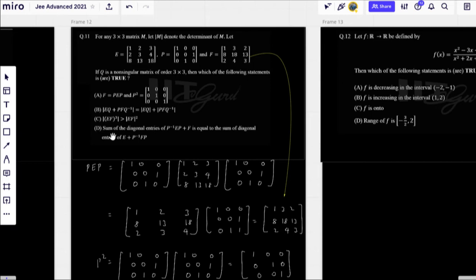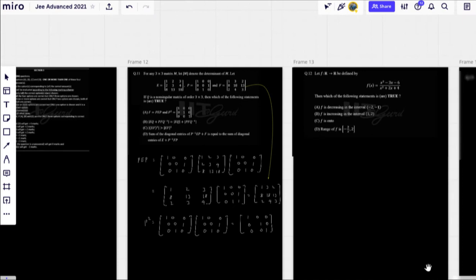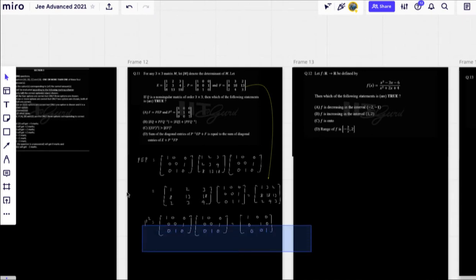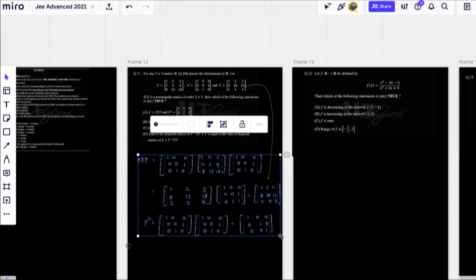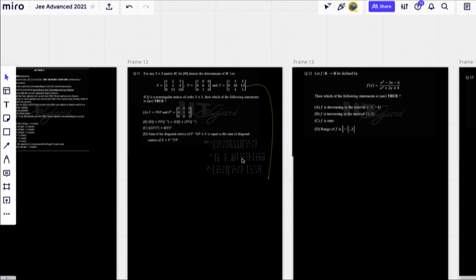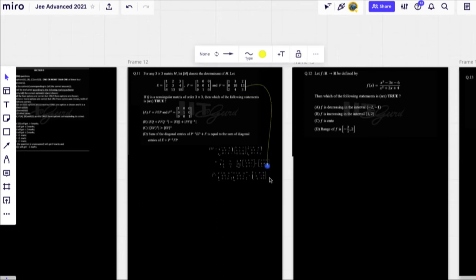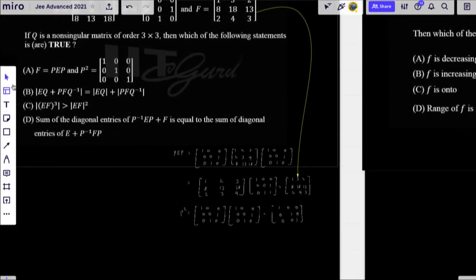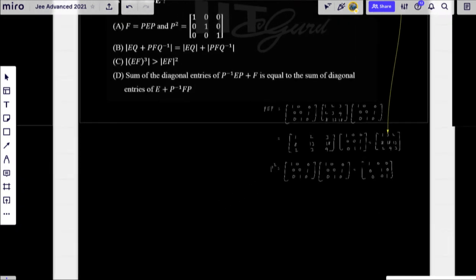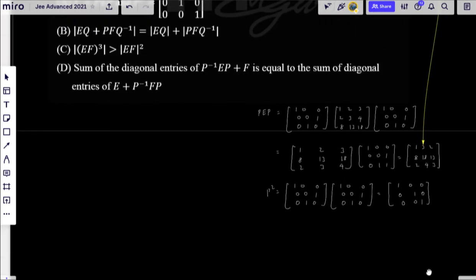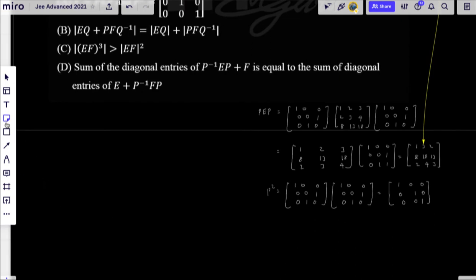If we see the second option, that is EQ equal to, yeah. So finally, let me reduce this entire thing. This is for the first option. Okay, so what about the second option? If we see the second option, then what we get is EQ plus PFQ inverse. So let's see.